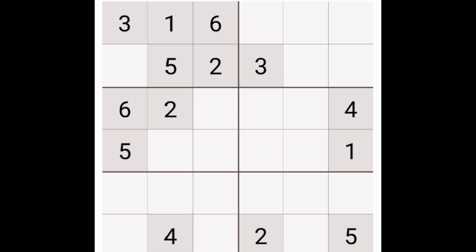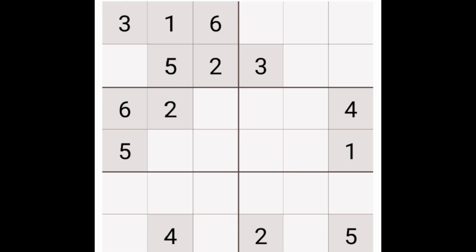There are 6 columns. In the first column, numbers are 3, 6, 5. In the second column, numbers are 1, 5, 2, 4. Third column has only 2 numbers. And fourth column also has 2 numbers, 3 and 2. And fifth column has no number. And the sixth column has 4, 1, 5.